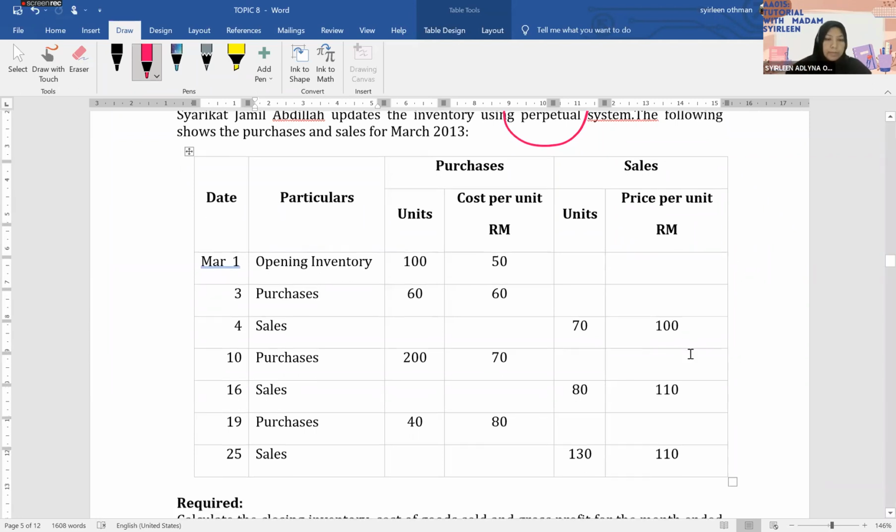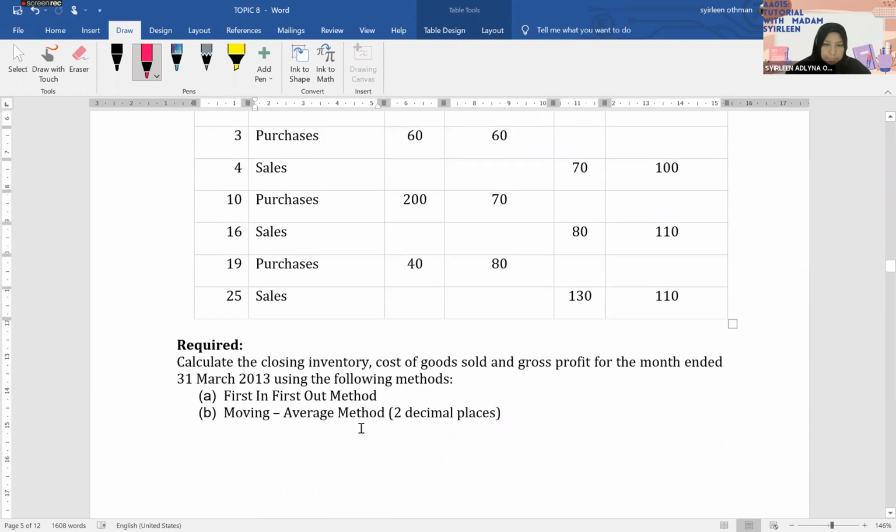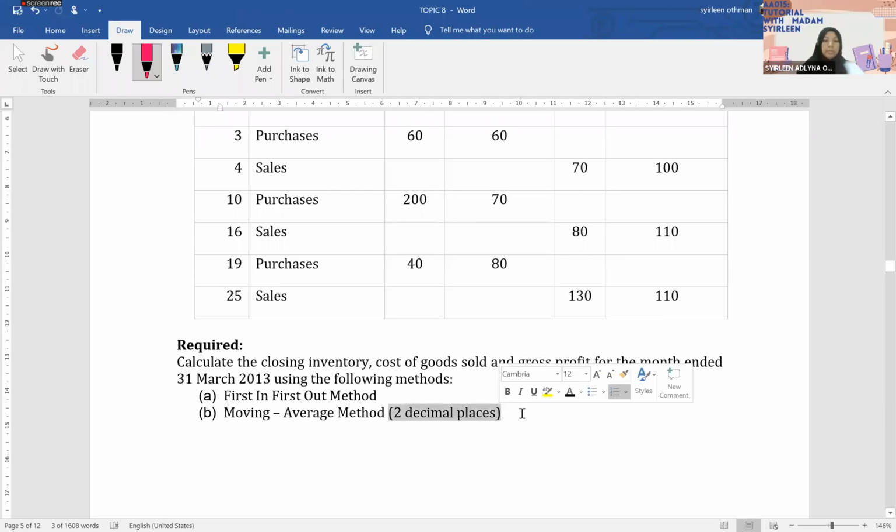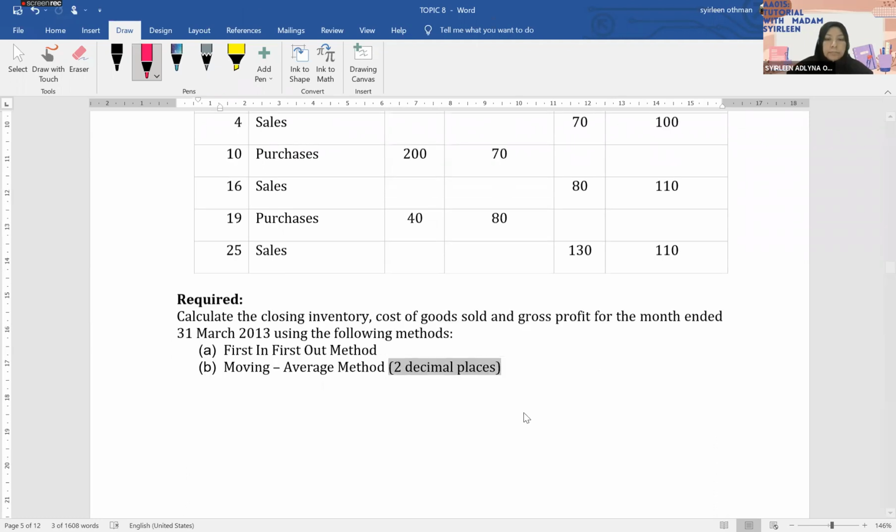Right? Okay, so kita nak kira FIFO and moving average method. Okay, besides calculating the closing inventory, so that means you need to have the table. Lepas tu kita akan kira cost of goods sold and then kita akan kira gross profit. Alright, okay, and kat sini dia bagi tahu dah jawapan is 2 decimal places. Okay, until 2 decimal points lah.